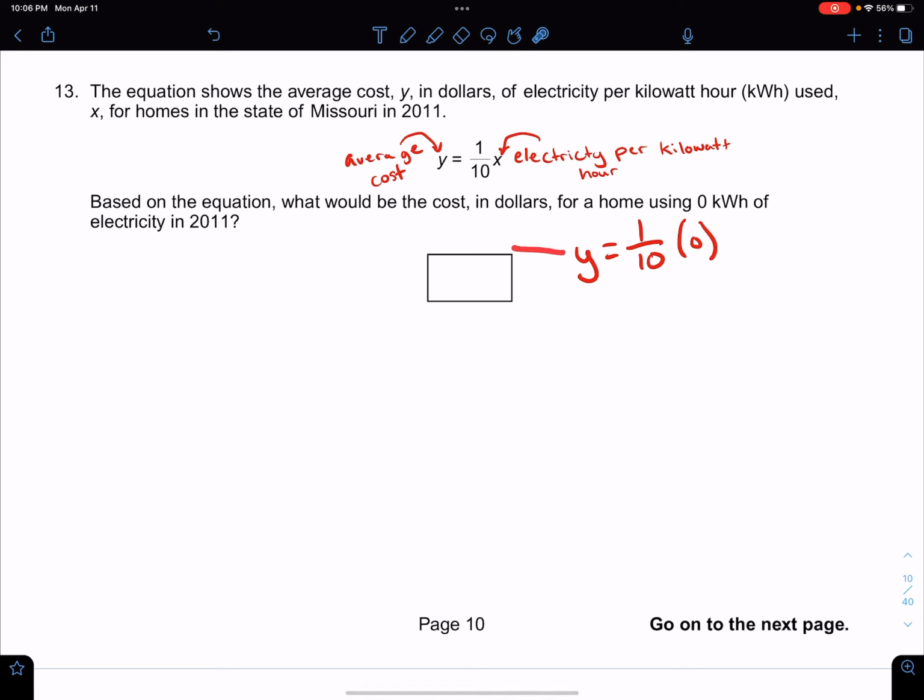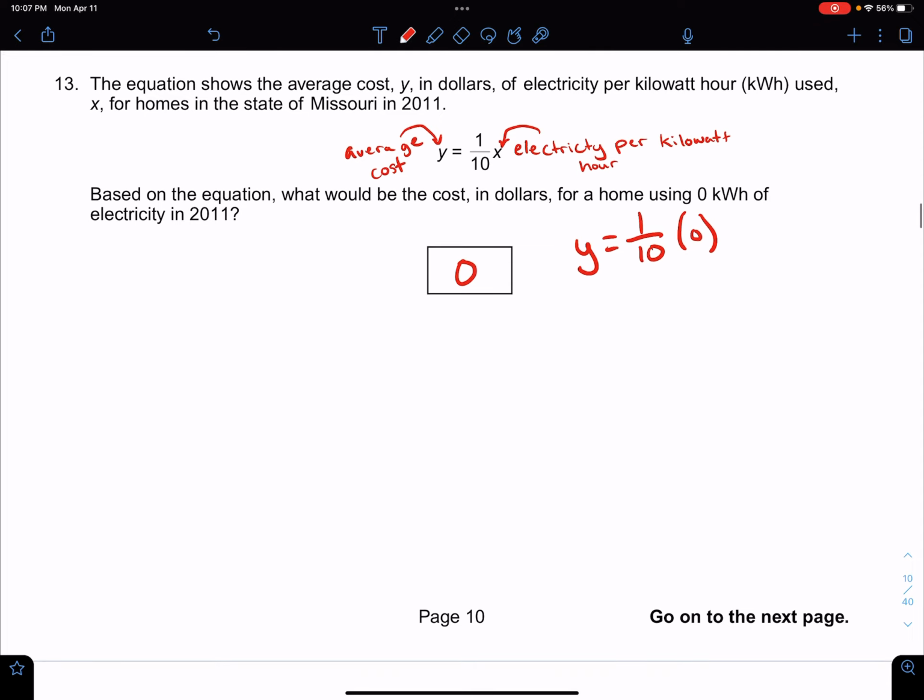I know Y is my cost in dollars, and that is what I'm trying to find. So all I need to do is say 1 divided by 10 times 0. Remember, anything times 0 is just going to be 0. So 2 times 0 is 0, 10 times 0 is 0, and 1 divided by 10 times 0 is 0. So our answer is going to be 0. Make sure you write that down.